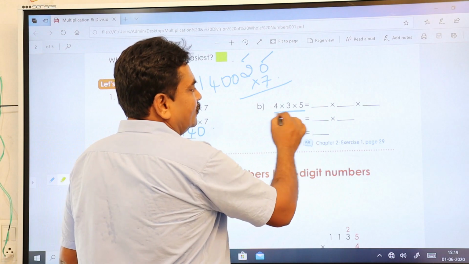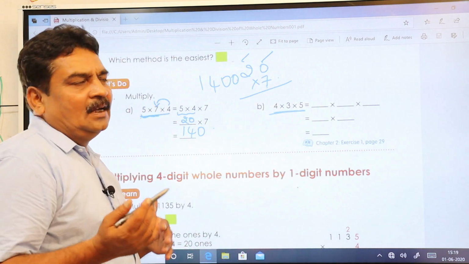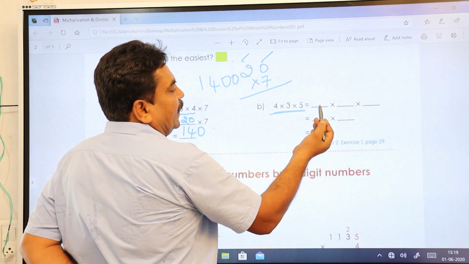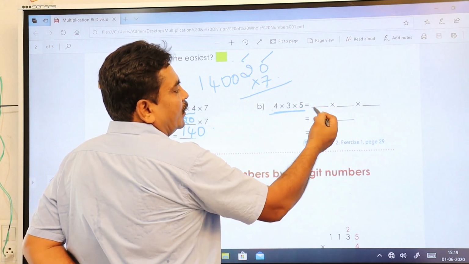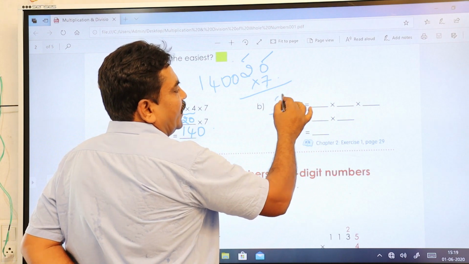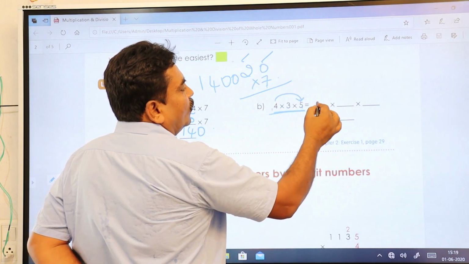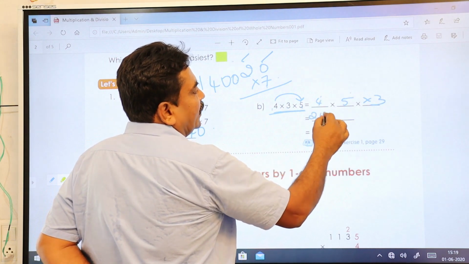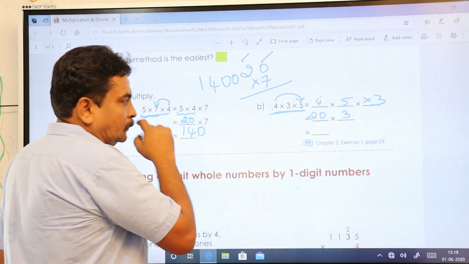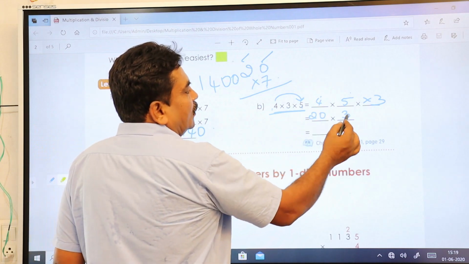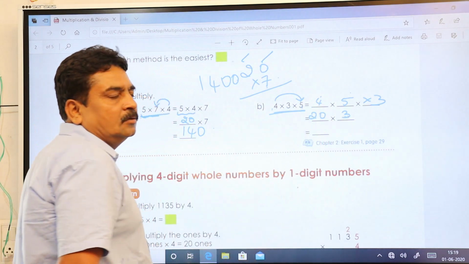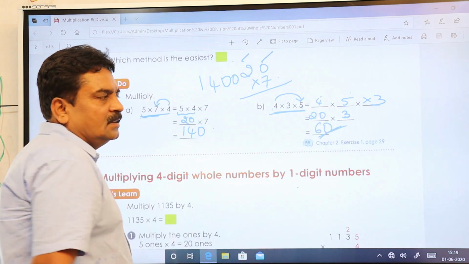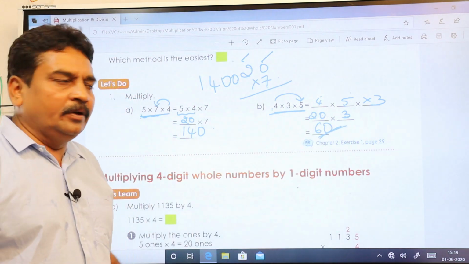Now here you can do it as you like. 4 into 3 into 5, you can change any order, you can write it down. Suppose if I write these two, 4 into 5 into 3, 4 5s are 20 into 3, that is 2 3s are 6 and 0. It is 60. In this way you are going to do.